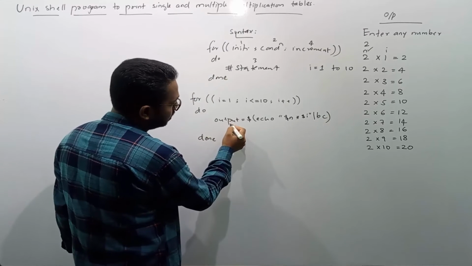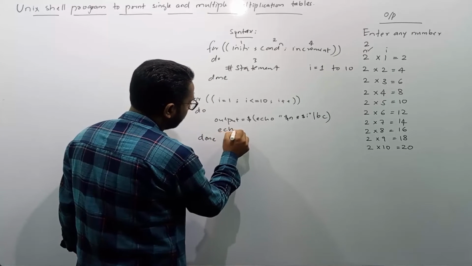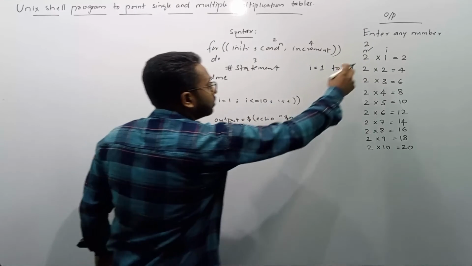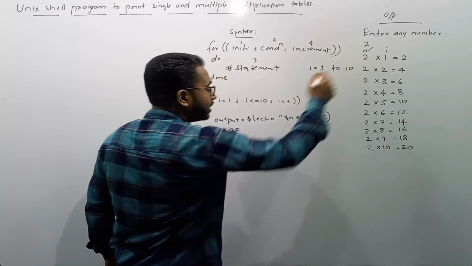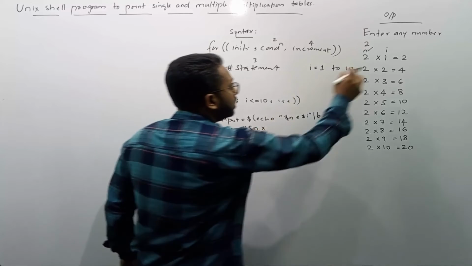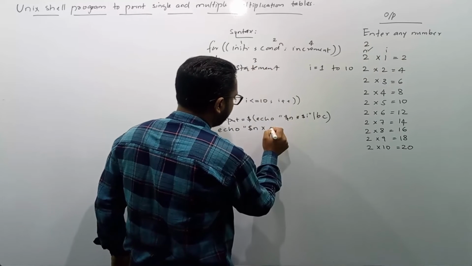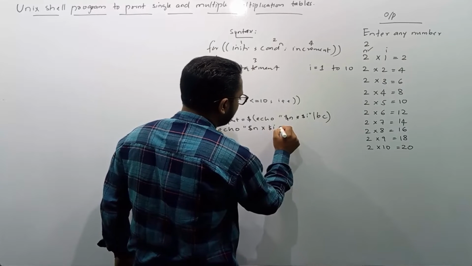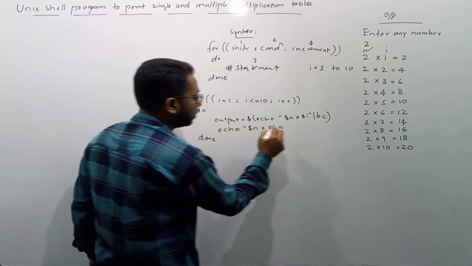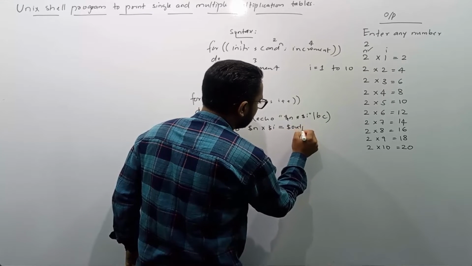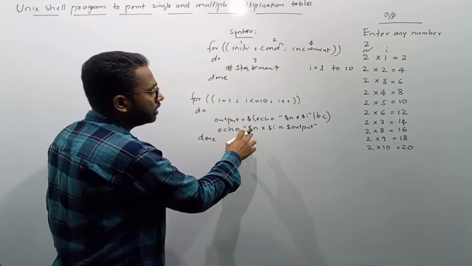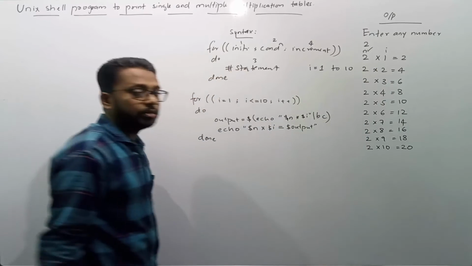Next, I will pass this output to echo. I want to display the output in this form. This value is 2, which is stored inside n: double quote, dollar n, cross. This value is the I value: dollar I is equals to, and this is our output. The output is stored inside this variable, so I will just print this output. By doing this, you will be printing this single multiplication table.